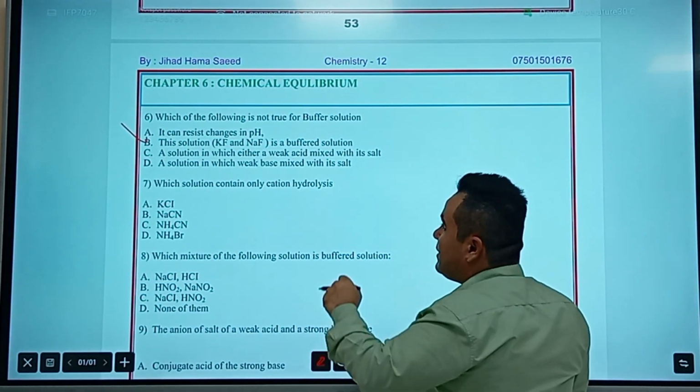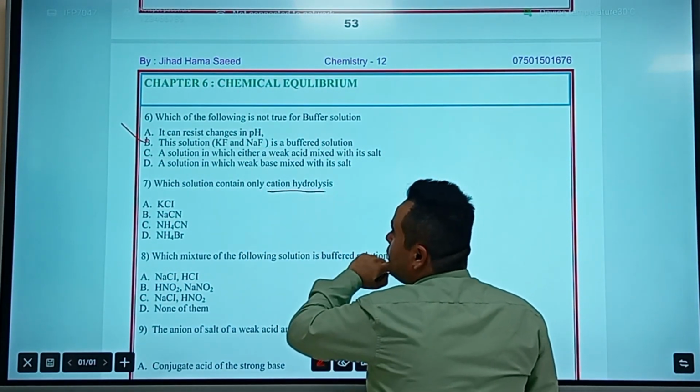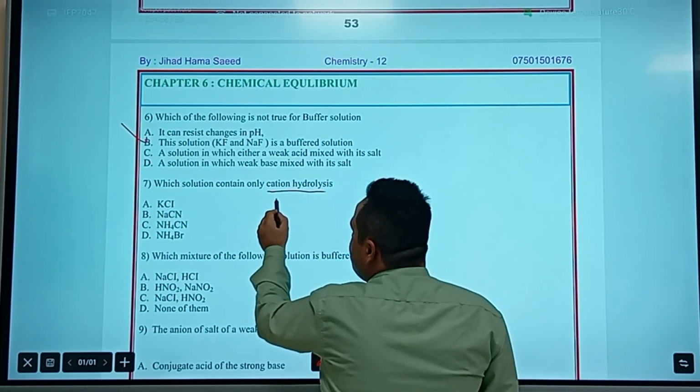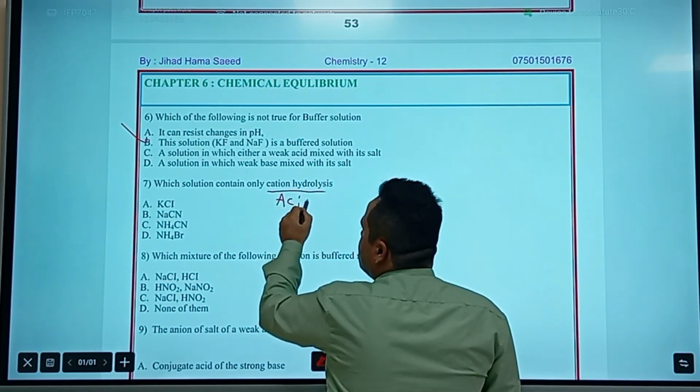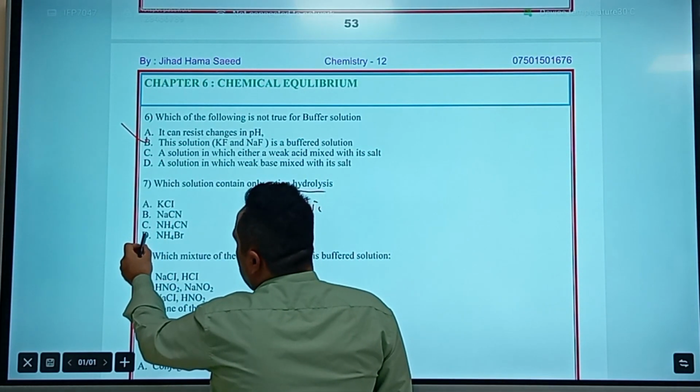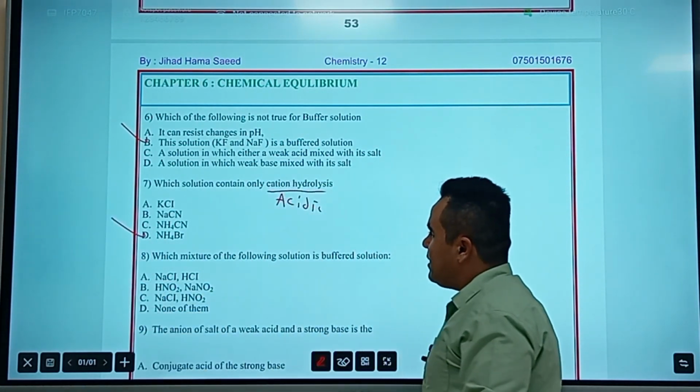so B is the correct answer. Contain only cation hydrolysis. For cation hydrolysis of the salts, guys, I told you, you have to choose an acidic salt. Which one is the acidic salt? D is the correct answer.